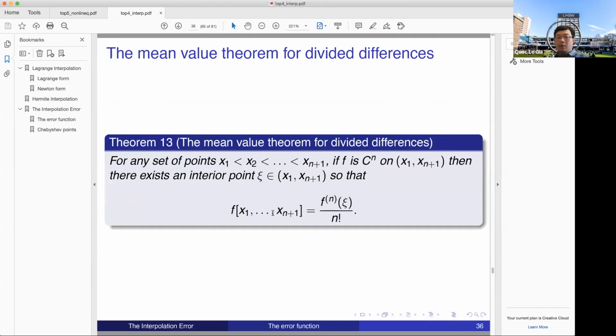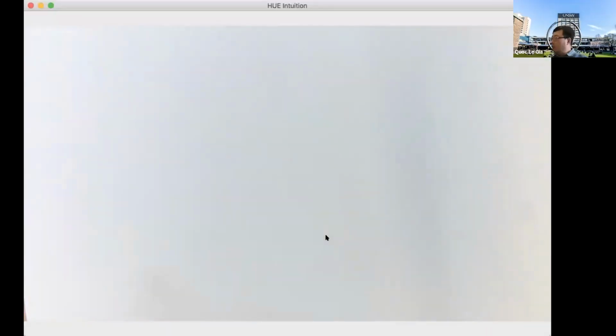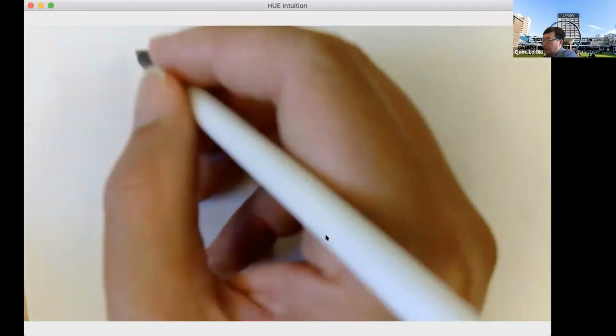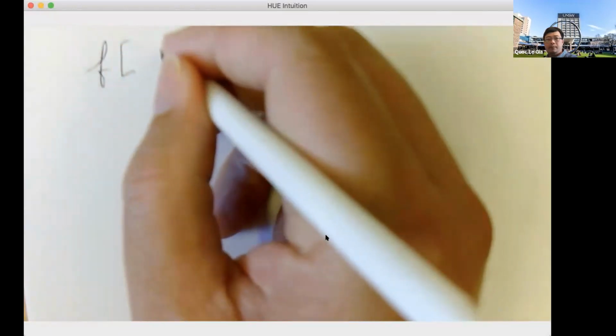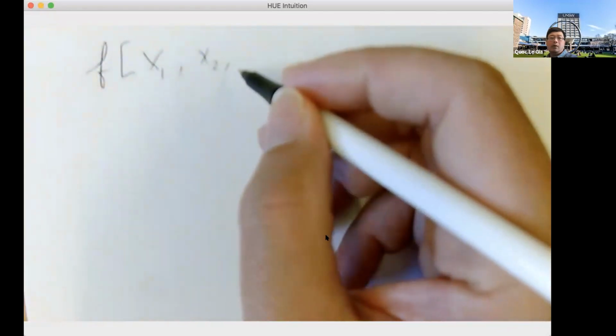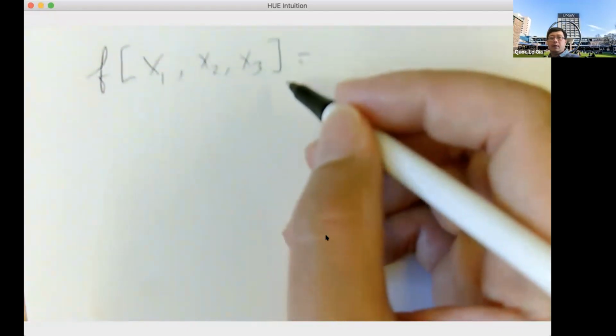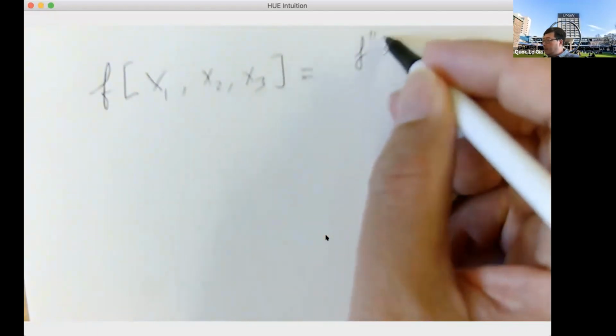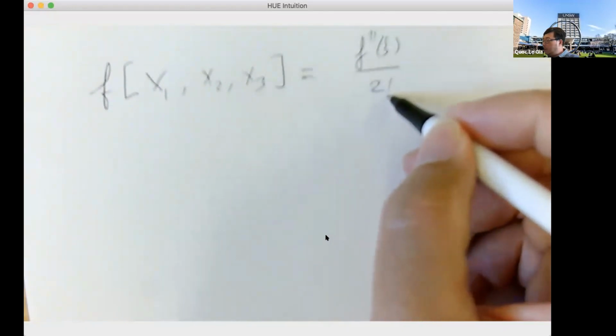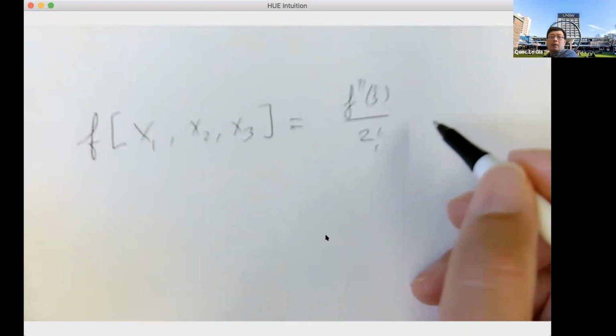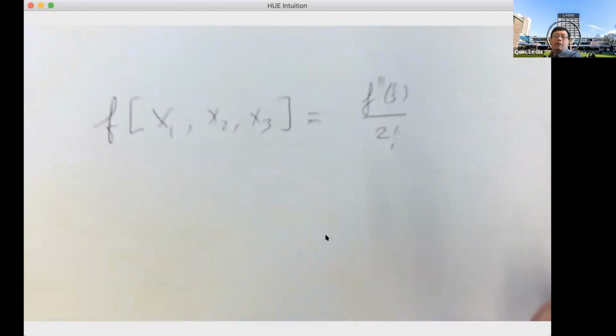Okay, so now what happens is, if I use this theorem, not only for 3 points, then what do I have? So you remember this theorem, right? So now I just apply this theorem for 3 points. Then what do I have? If I apply the mean value theorem for divided difference for 3 points, x1, x2, x3, yeah? Then I get the second derivative at some point xi over 2 factorial. Okay, so this is the divided difference mean value theorem.